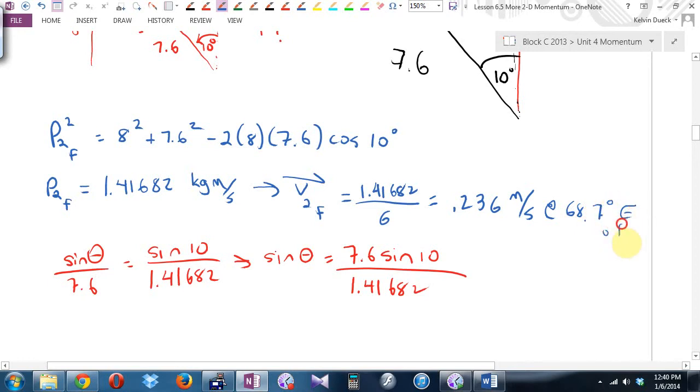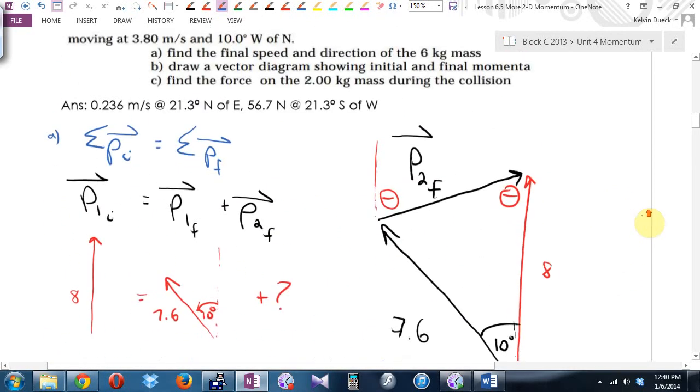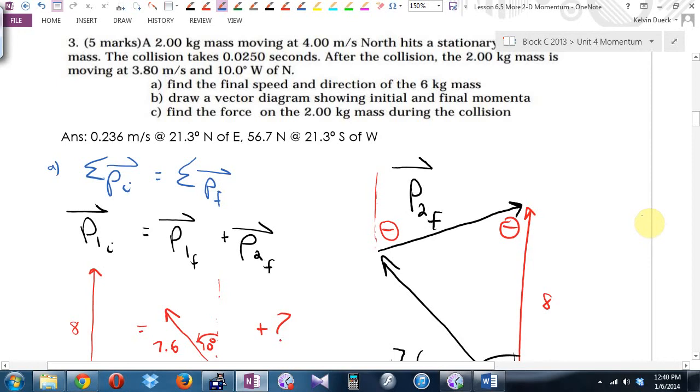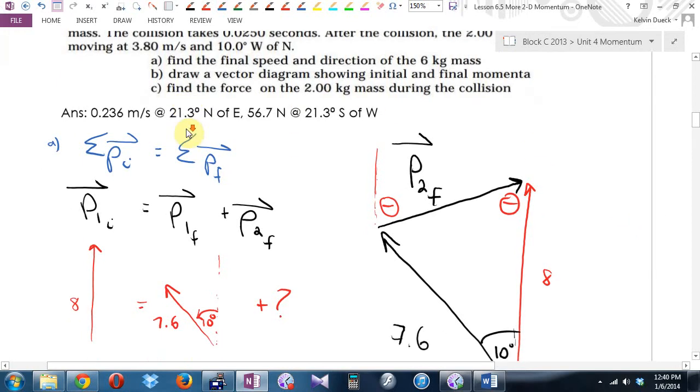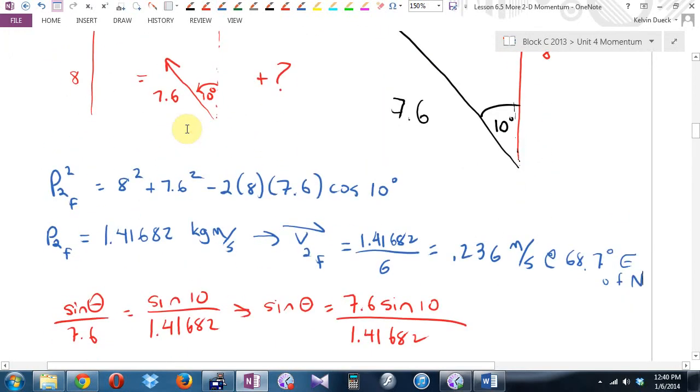East of north. That looks like a W, Mr. Dueck. Is that what the answer says, I hope? 21.3 degrees north of east. That is 68.7 degrees east of north. Same angle, depending which way you start. Woohoo!